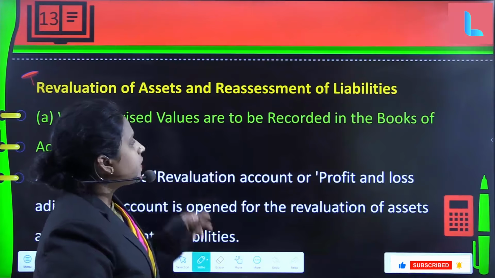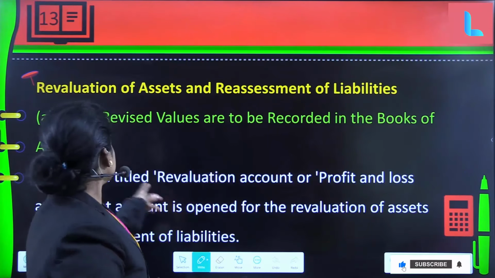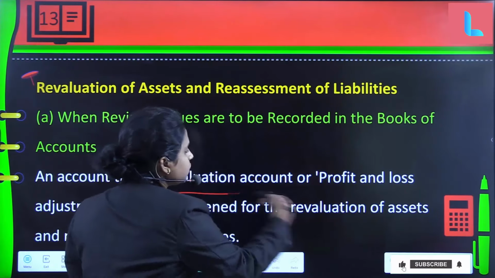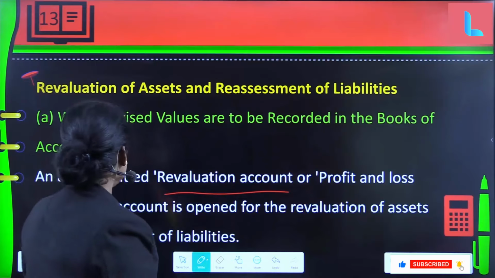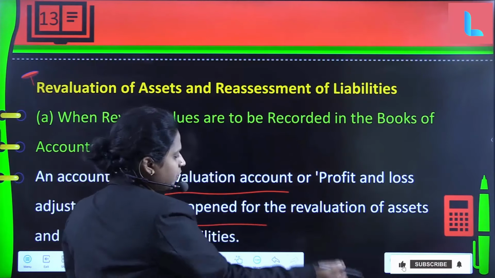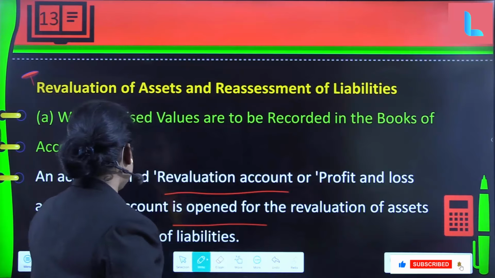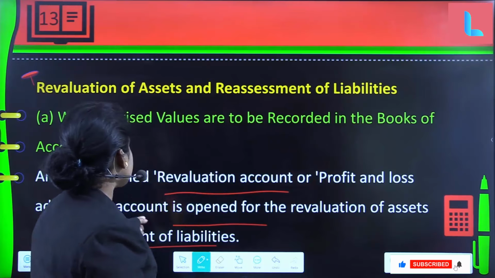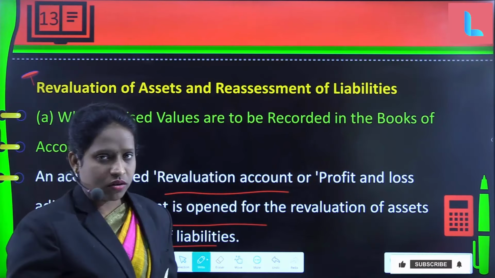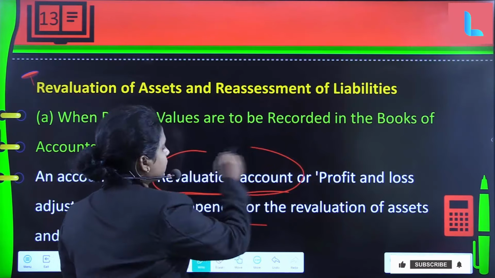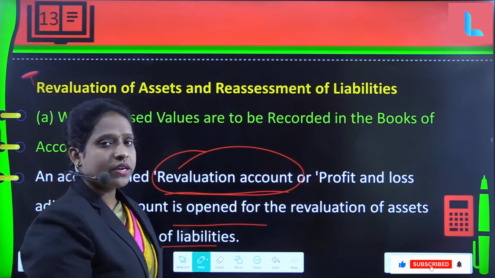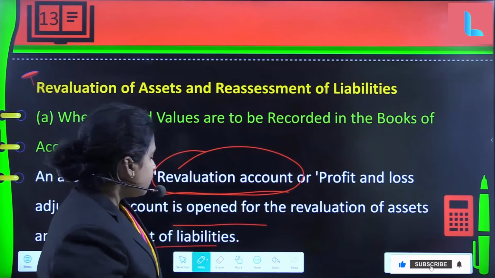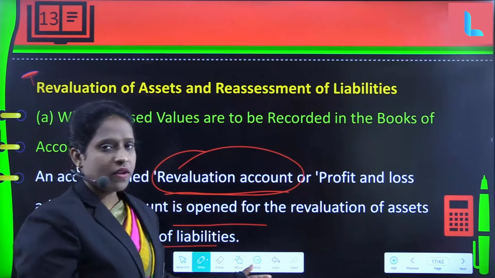When revised values are to be recorded in the books of accounts, how do we make it? Here an account titled revaluation account, or profit and loss adjustment account, is opened for the revaluation of assets and reassessment of liabilities.